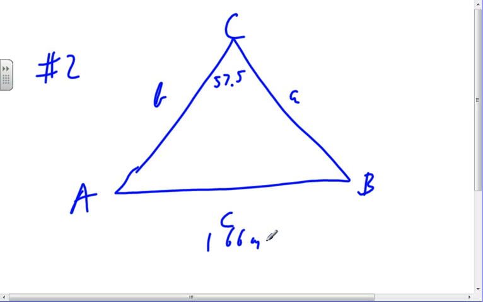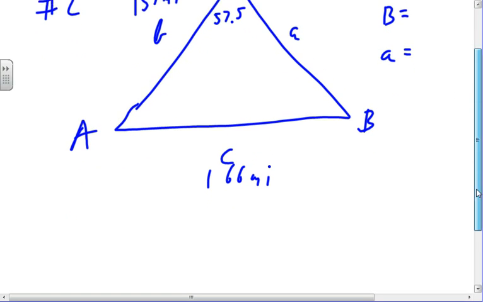166 miles. 151 miles. Okay, that's what we know. We want to know what A is, what B is, and what little a is. Those are the three things that we're supposed to solve.